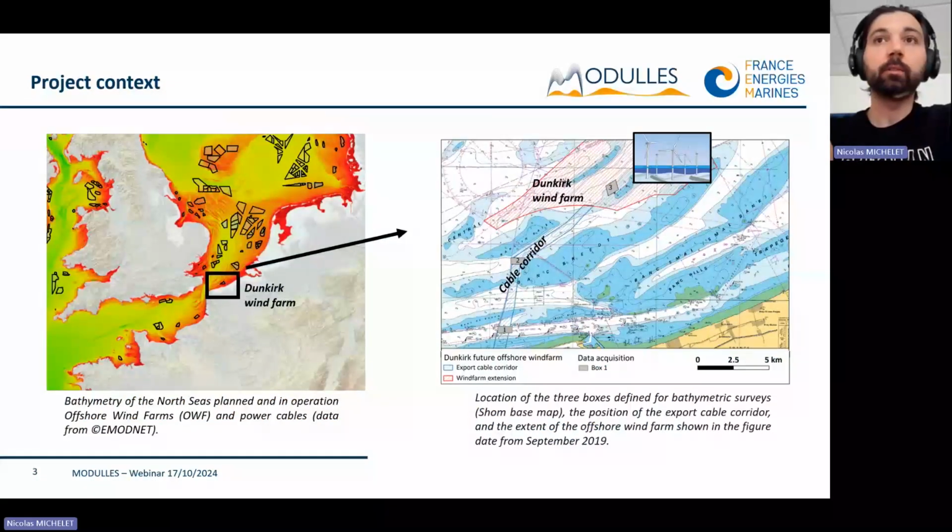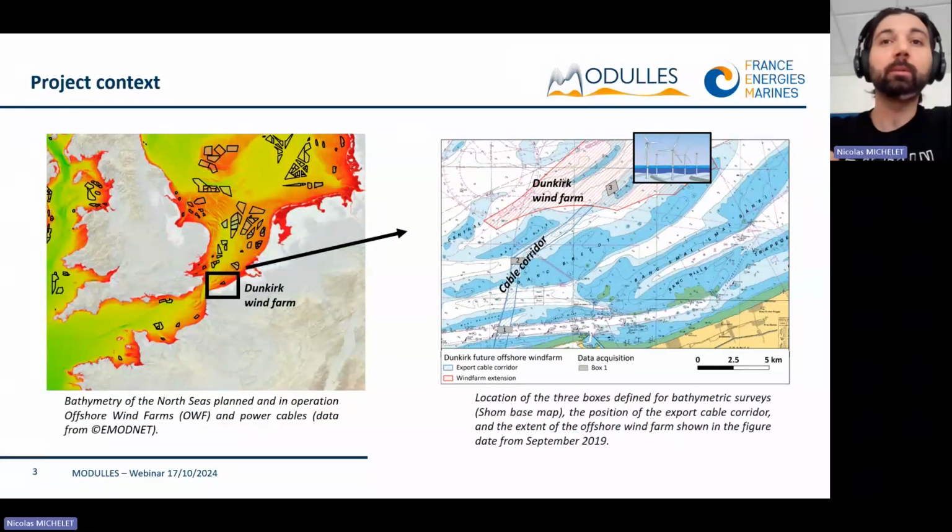As it is said in the MODULE title, we will talk about marine dunes, and around the coast of France, the only park for now that is concerned about this is the Dunkirk wind farm. And you will see that we will talk about some part of this wind farm. Here you have a simple representation of its location. In red, you have the wind farm location, and in blue, you have the cable corridor.